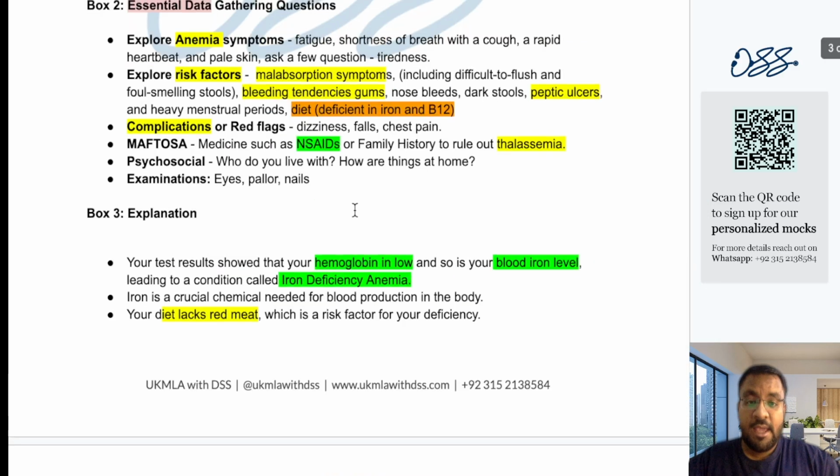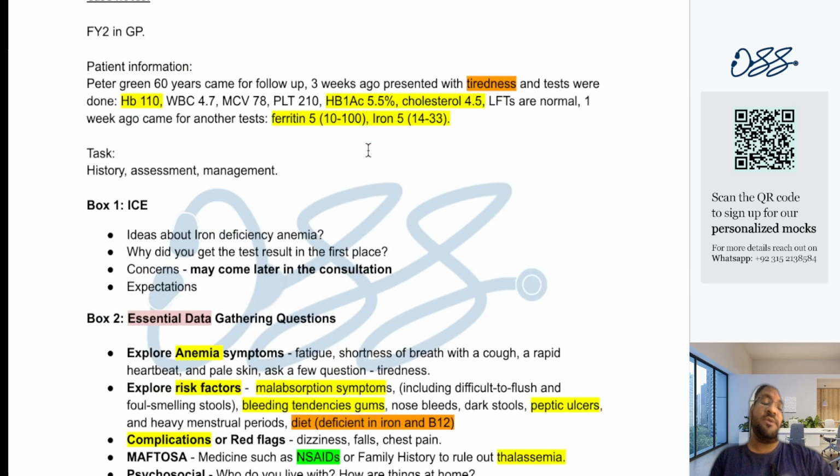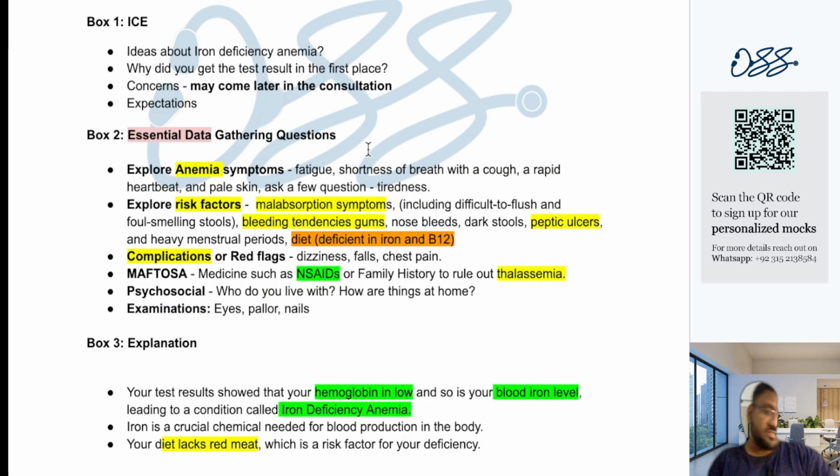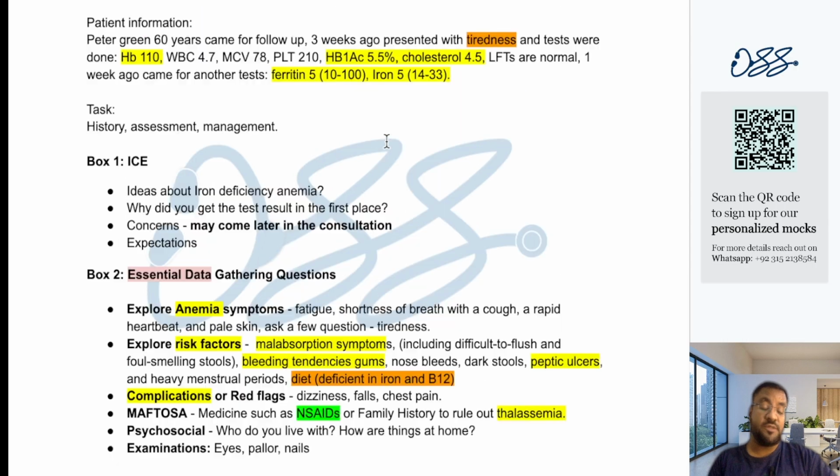So this is the approach that you need to have, and this is how you're going to apply the four box approach that I taught you, inspired by Dr. Lovaan, that needs to be applied in different types of stations. This is for the test result stations.